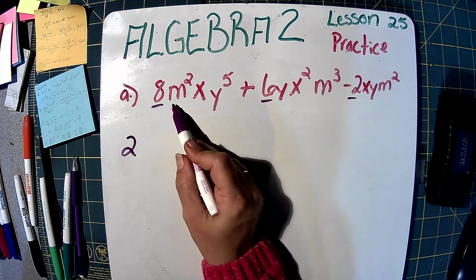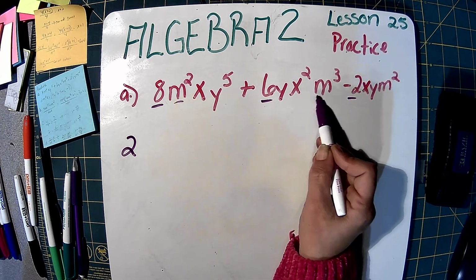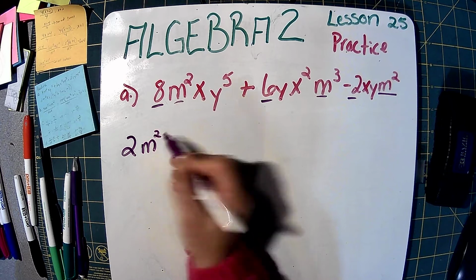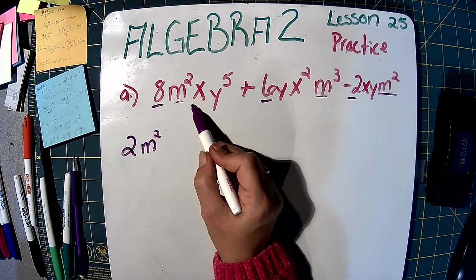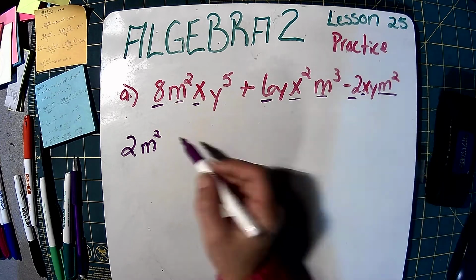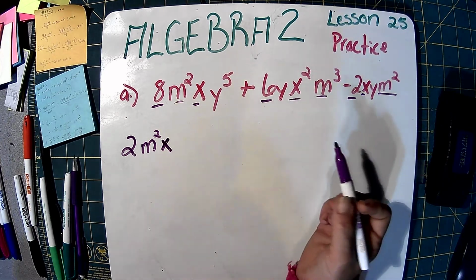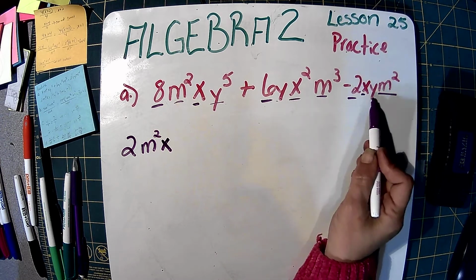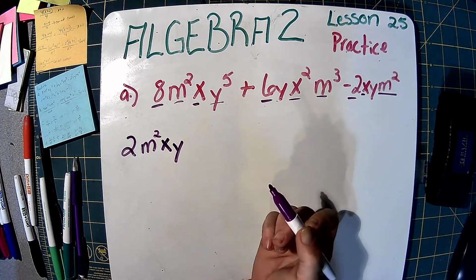And then my m's, I got m squared, m to the 3rd, another m squared. They all have at least 2 m's, so I can do an m squared. My x's, 1x, 2x's, 1x. So I'm just going to do 1x. And then my y's, that's a y to the 5, y to the 1, y to the 1. So I'm going to go with y to the 1.